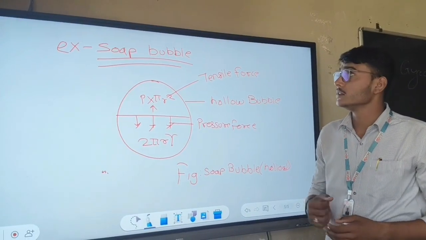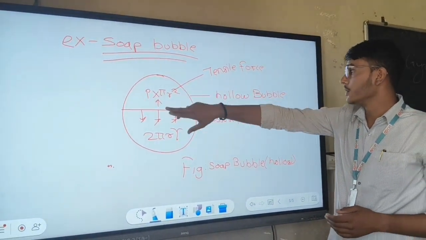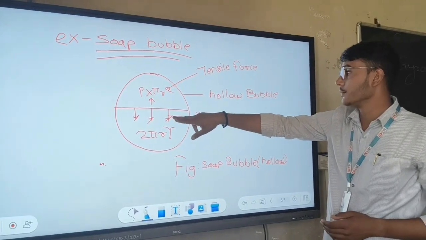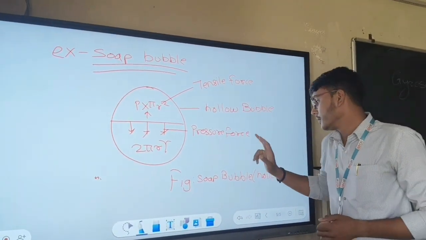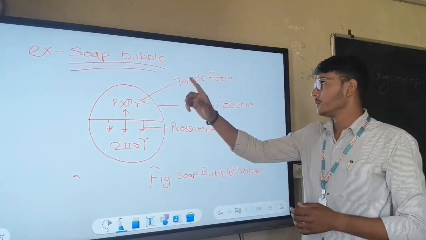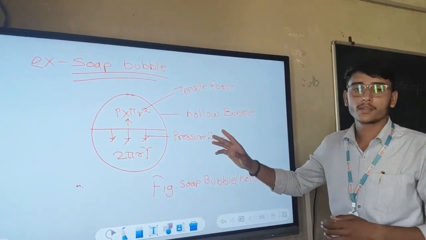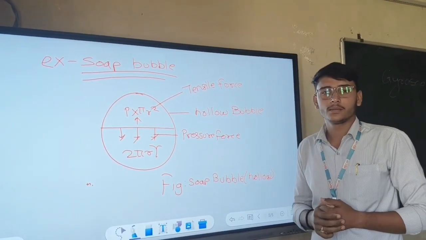Surface tension example is a soap bubble. It is a soap hollow bubble, and this is the pressure force. This is the tensile force. A soap bubble is an example of a hollow bubble. Soap bubble is a classic example of surface tension.